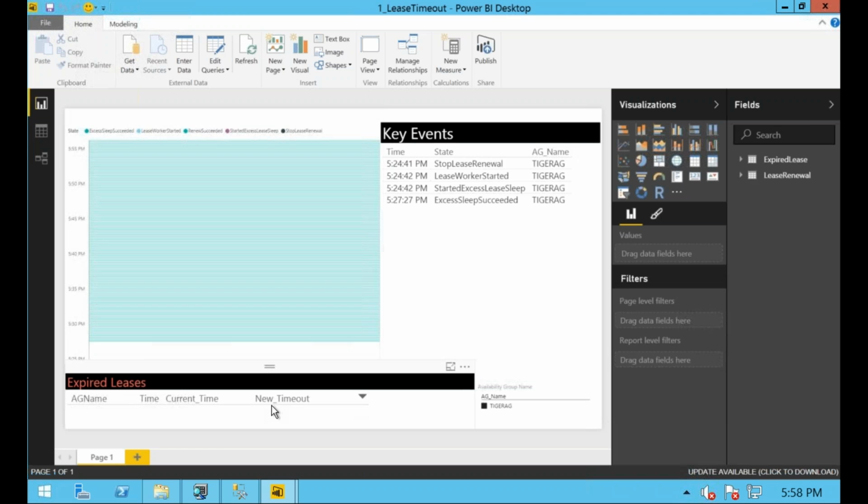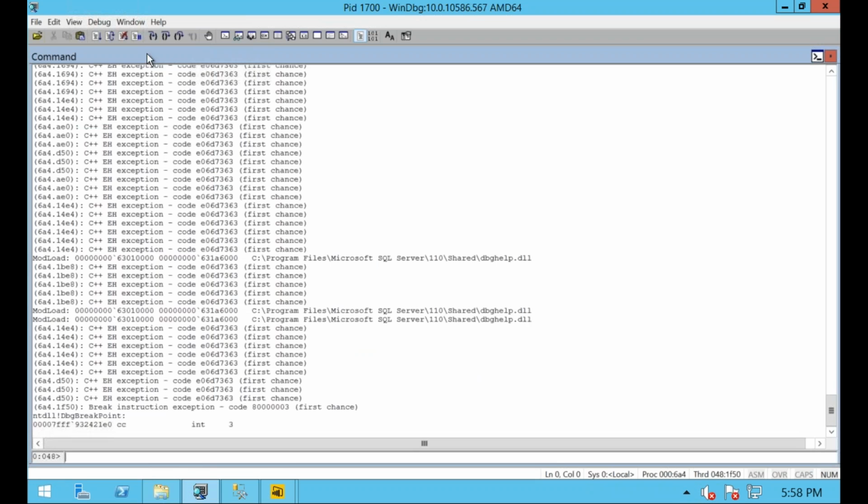So what this does is, the white space that you see right now did not have data from that prior period. So if you're not seeing an expired lease at the bottom, nothing went wrong. It just means that the extended event session was not running during that time. But if you see a white space when the event was running, you would see an expired lease event entry here.